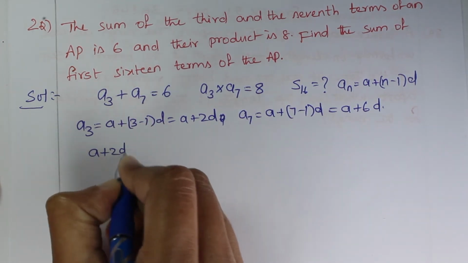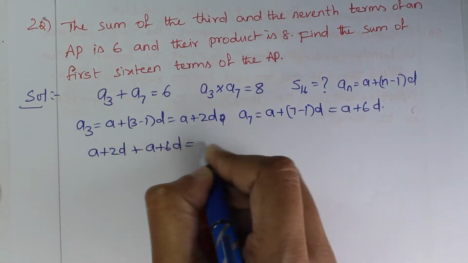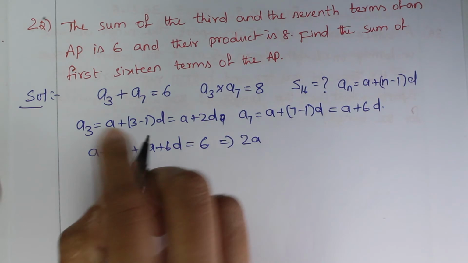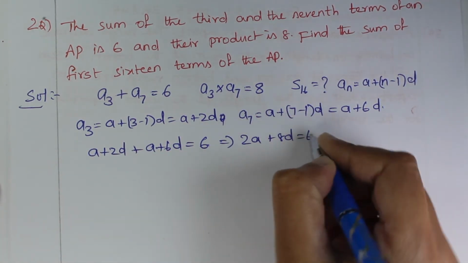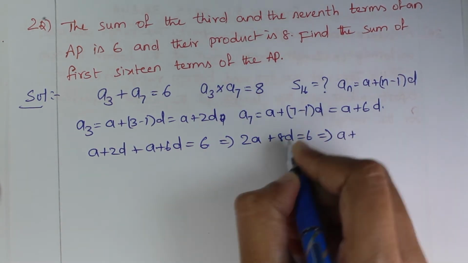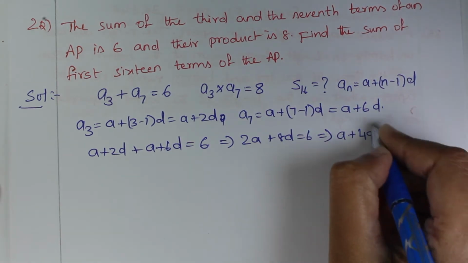A plus 2d plus a plus 6d is equal to 6. That implies 2a plus 8d is equal to 6. So I'll divide the entire equation by 2. That implies a plus 4d is equal to 3.